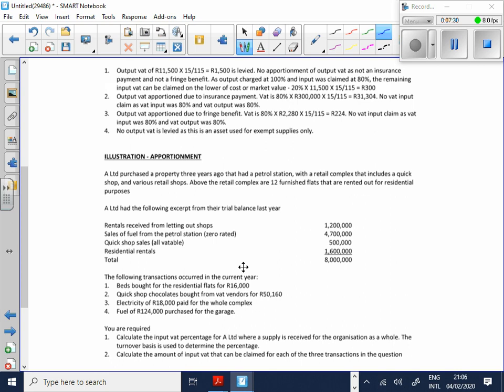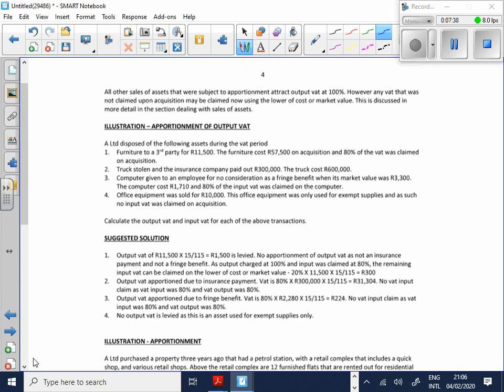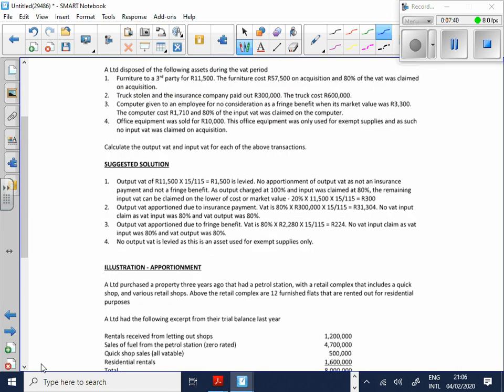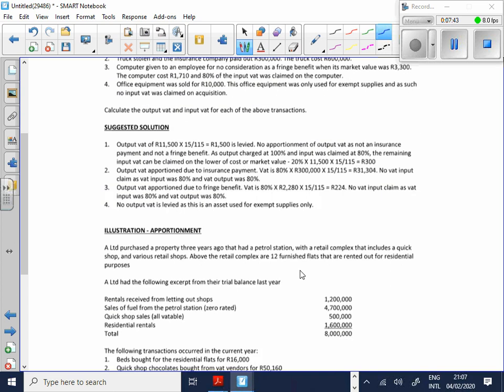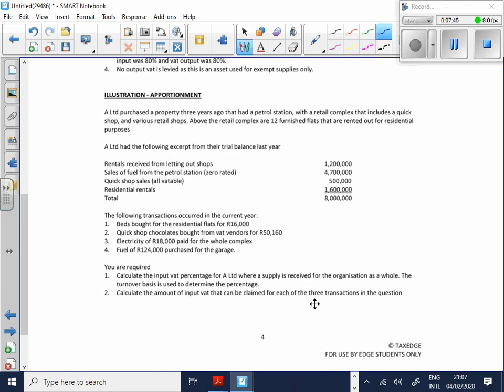Here we go. It says, A Limited purchased a property 3 years ago that had a petrol station with a retail complex. So this is on page 4. Sorry, I'm trying to actually just go through stuff. Do you understand that apportionment in postgrad is probably stock standard for an exam question? In undergrad, they could be nice with you, because within undergrad, it was quite easy.